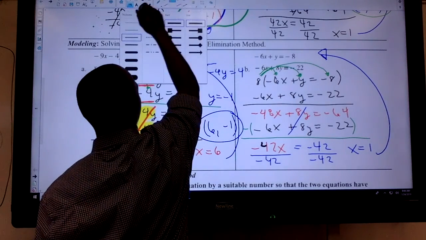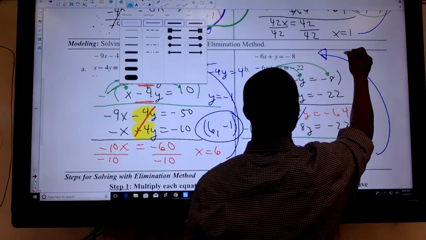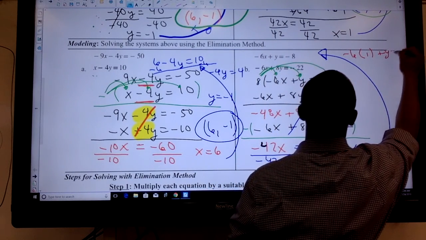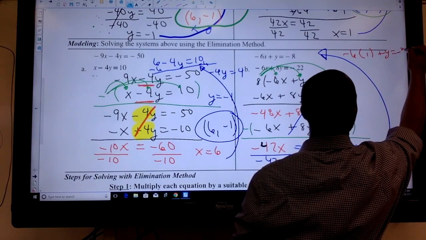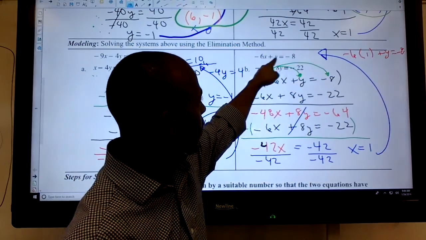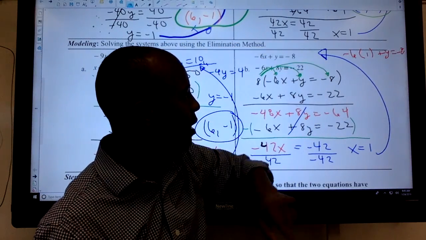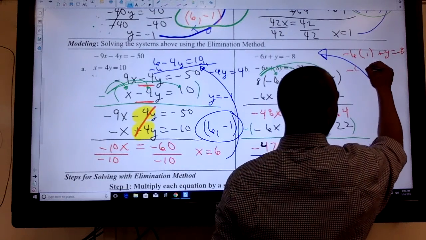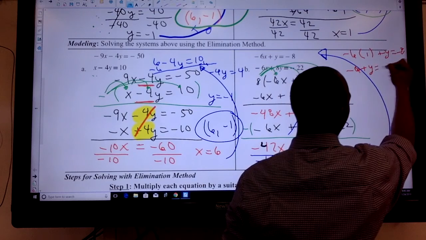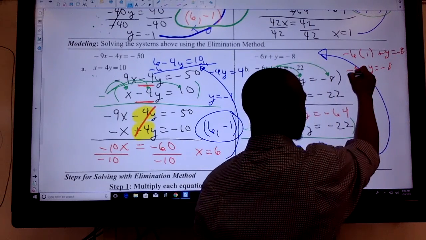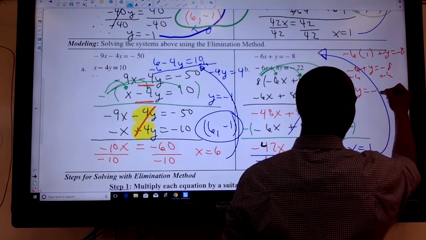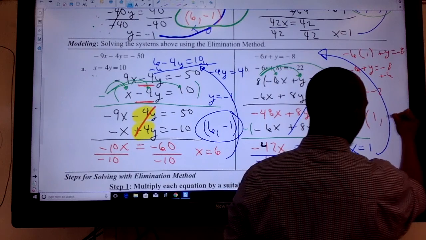All right? When I plug it in, I get negative 6 multiplied by 1 plus y, because we don't know y, equals negative 8. Negative 6 times x, which is 1, plus y equals negative 8. So now I got negative 6 plus y equals negative 8. Add 6 to both sides. We end up with y is equal to negative 2. Our solution here is 1 comma negative 2.